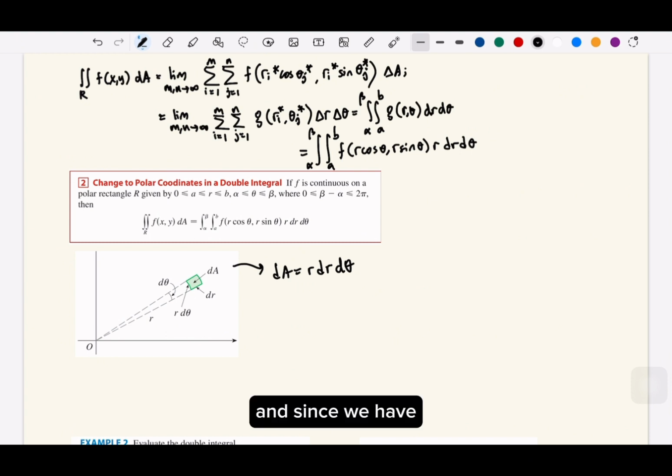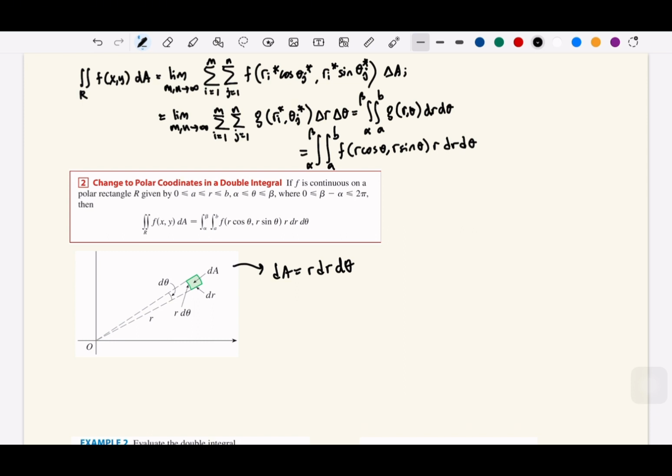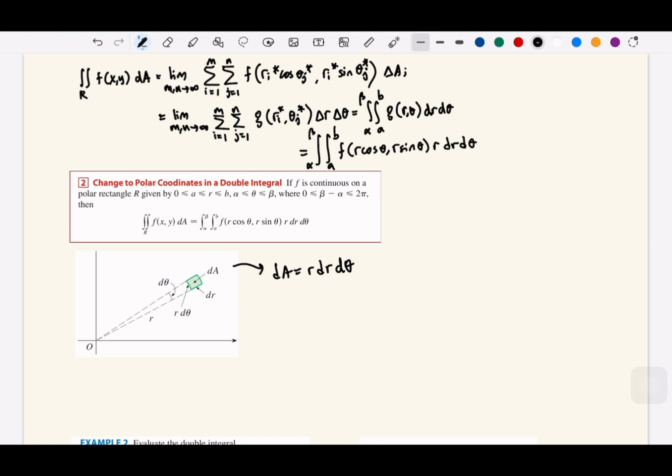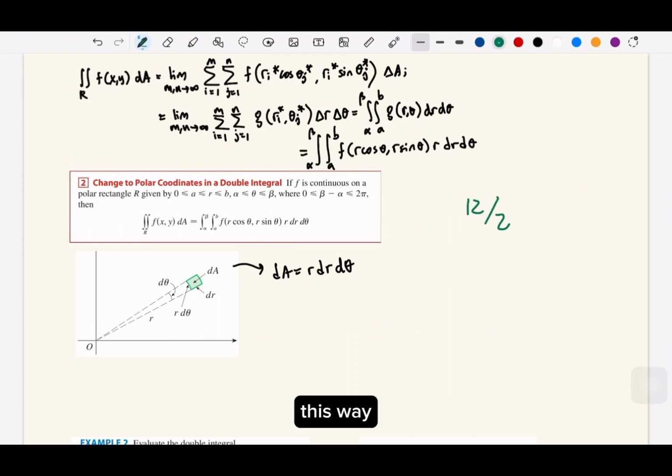And I think our quiz is 2 quizzes, right? So if we need one more quiz, then I think we can make the quiz about this double integral. Maybe just like yesterday, 3 or 4 questions, about double integral. So the final exam maybe around this, right?